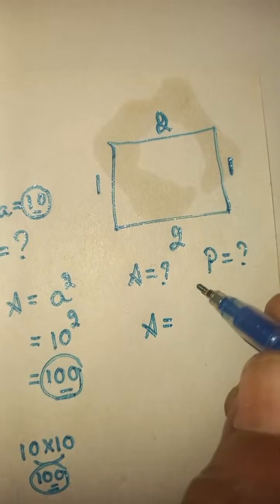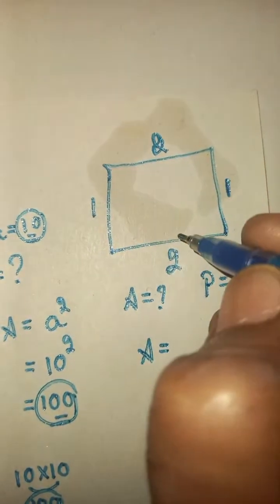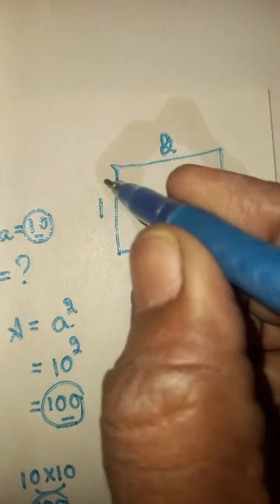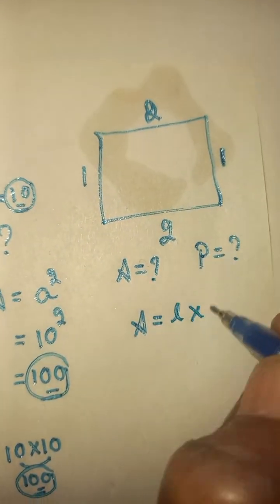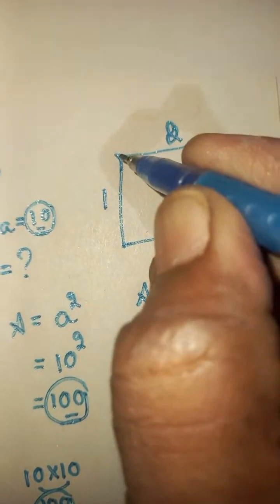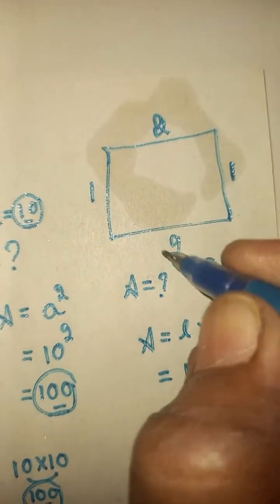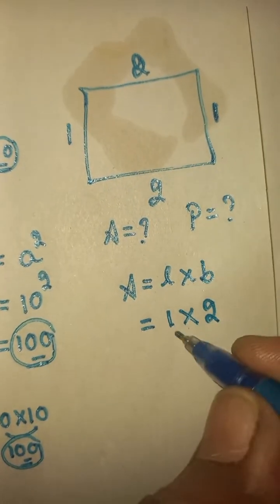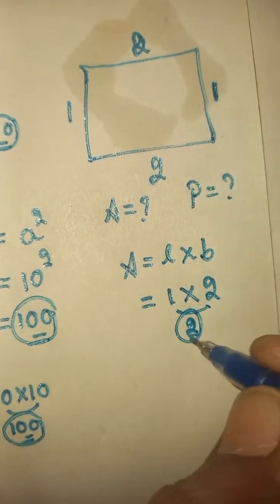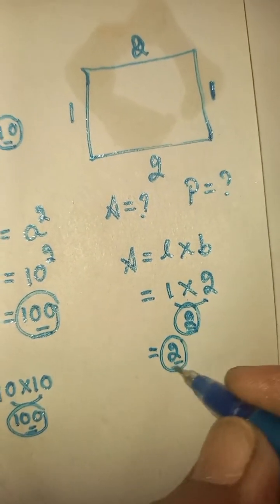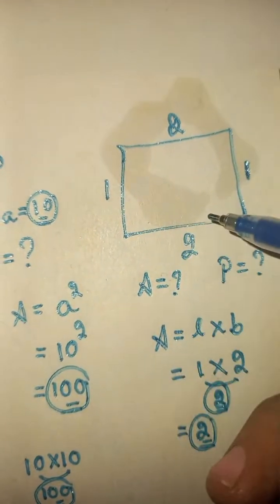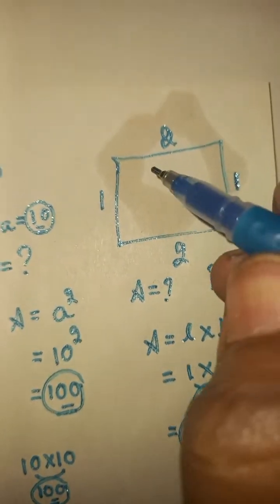Area of the rectangle is length times breadth. So length is 1 unit times breadth, which is 2 units. 1 times 2 is 2. So 2 square units is the area.